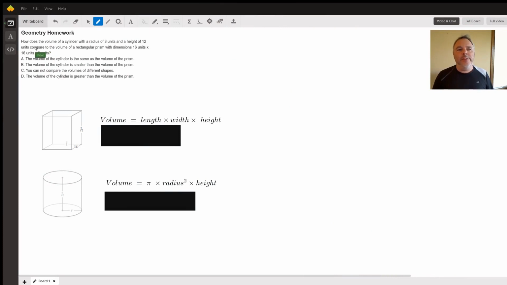Looking at the problem statement, it says, how does the volume of a cylinder with a radius and a height given, how does that compare with the volume of a rectangular prism? And those dimensions are given as well. And then there's a few choices. So let's pause, right? Let's see what is a rectangular prism.